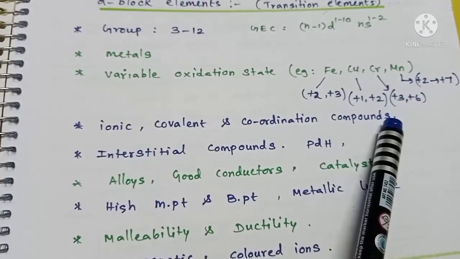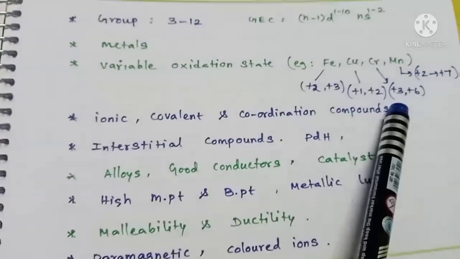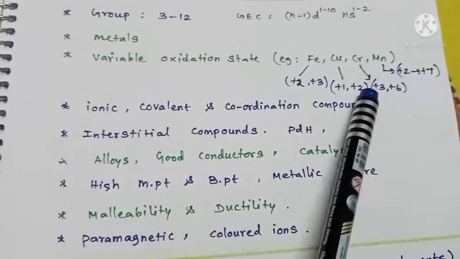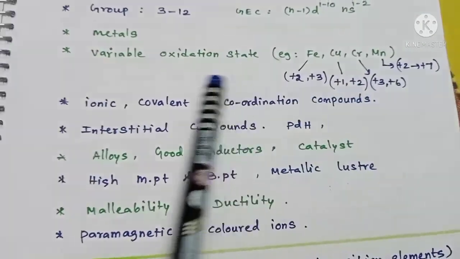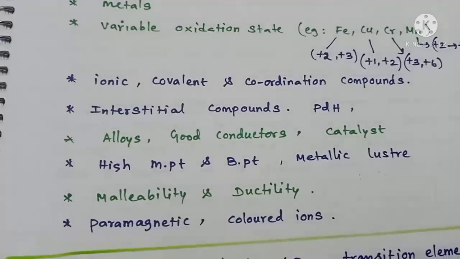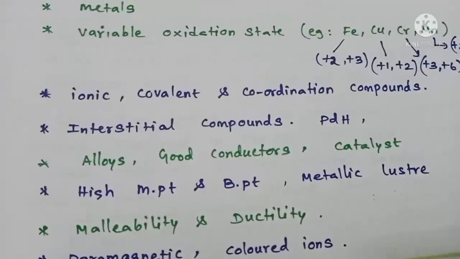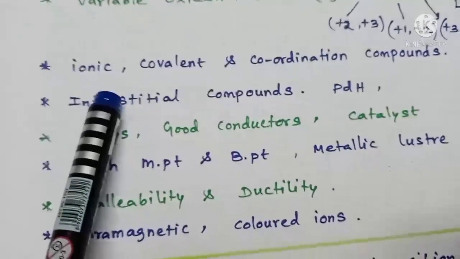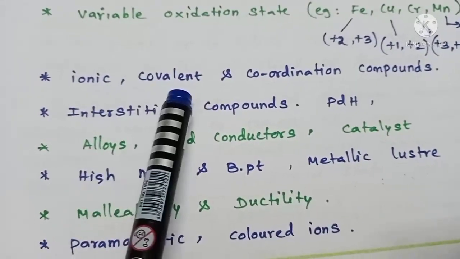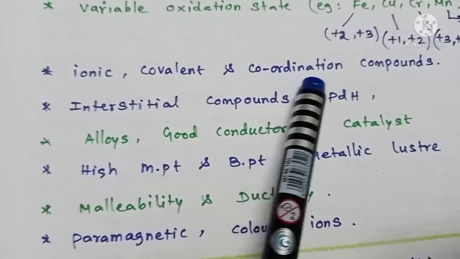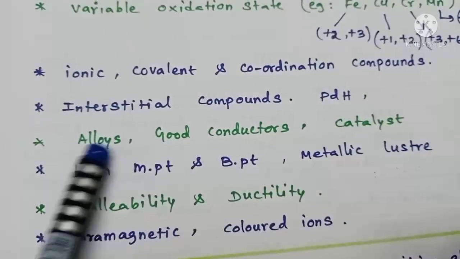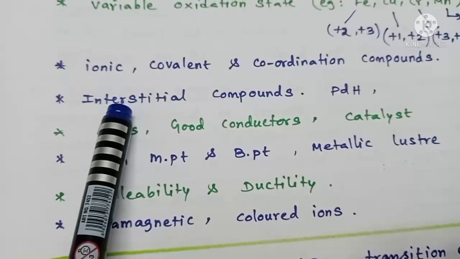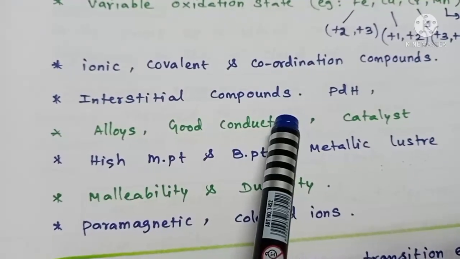Likewise chromium with +3, +6. Manganese has many oxidation states, starting from +2 to +7, etc. So many D block metals have variable oxidation states. Okay. Then these D block elements are capable of forming all three different types of compounds. They form ionic compounds, covalent compounds, as well as coordination compounds. And especially they form compounds called interstitial compounds.